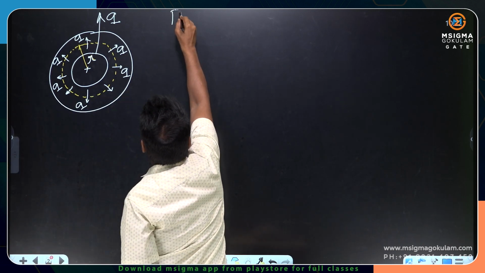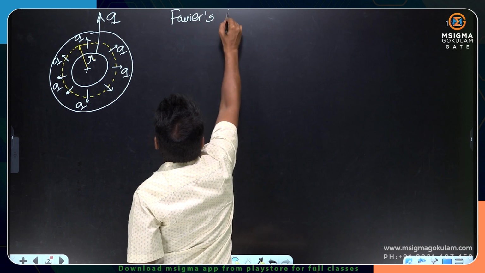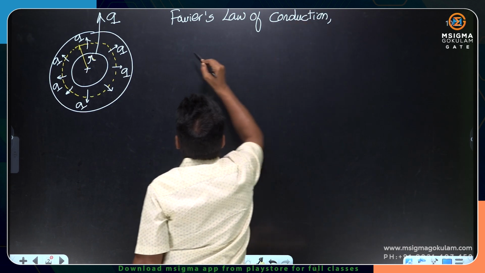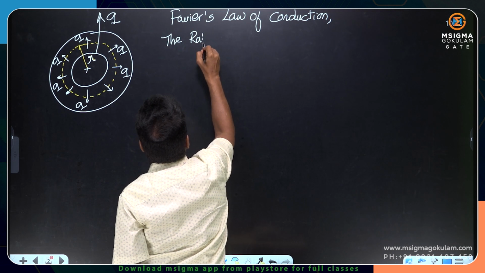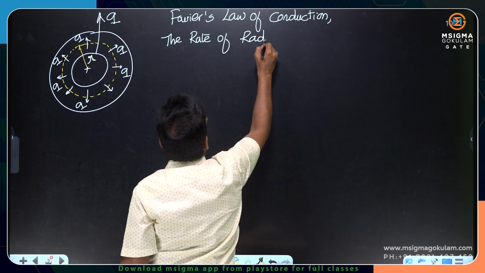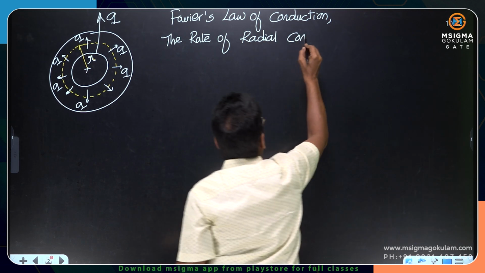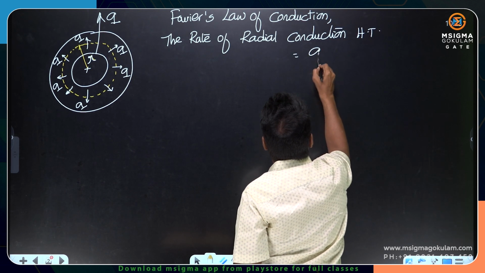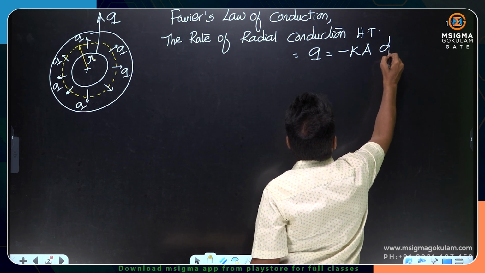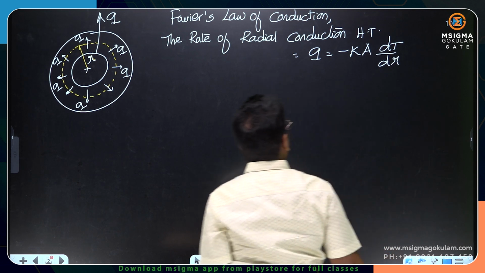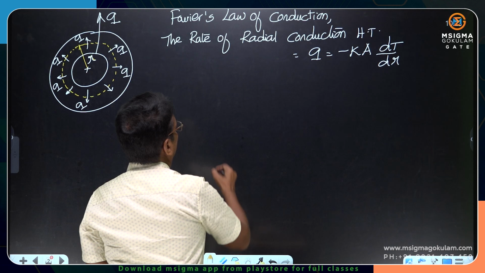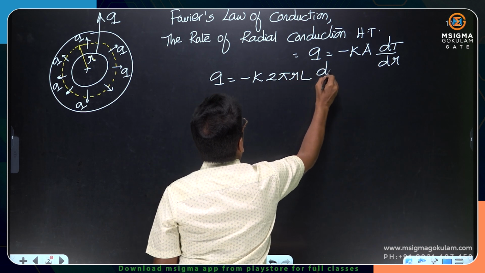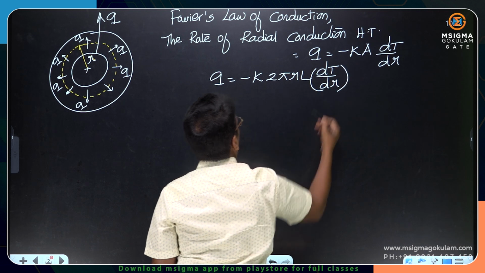Writing the Fourier law of conduction, the rate of radial conduction heat transfer Q is equal to minus K A dT by dr. Q is equal to minus K into 2 pi RL dT by dr.